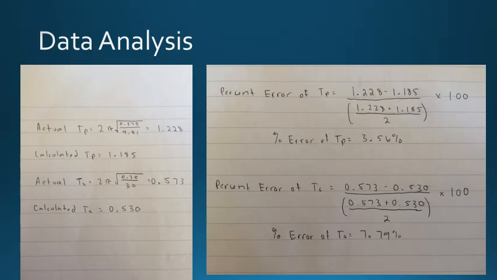And so after this, we had to calculate the percent error, which is the actual minus the calculated, divided by the average of the two, times 100. And so the percent error of the period for the pendulum was 3.56%, and the percent error for the period of the spring was 7.79%.